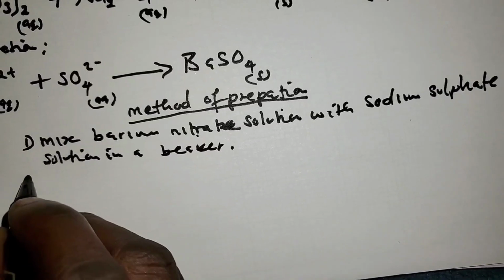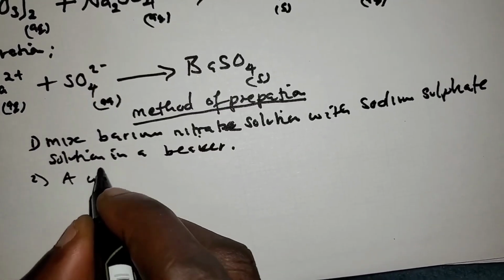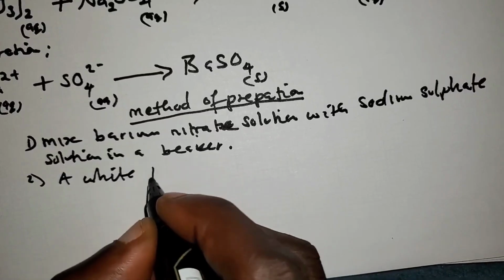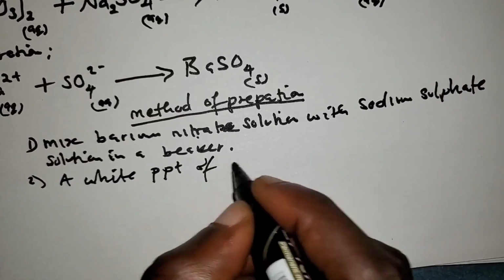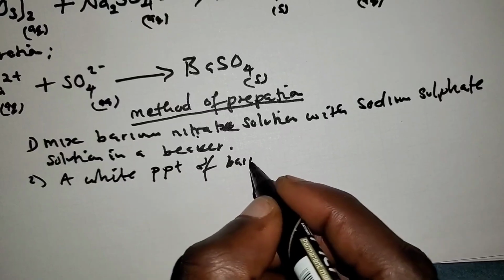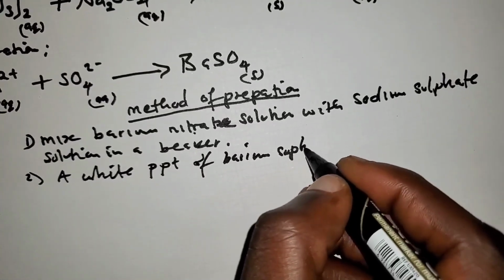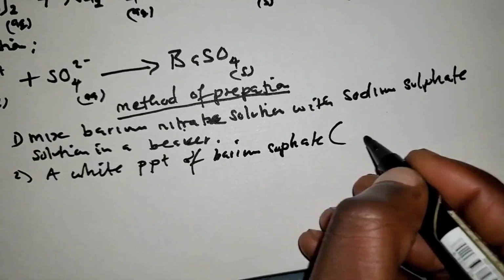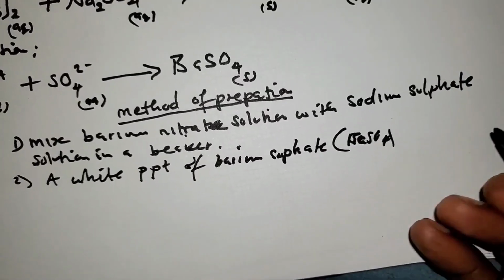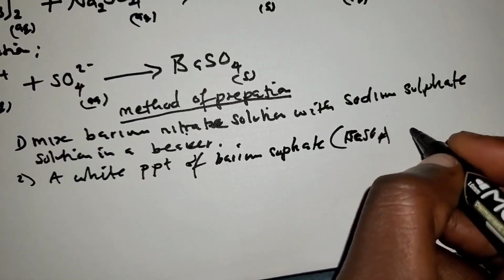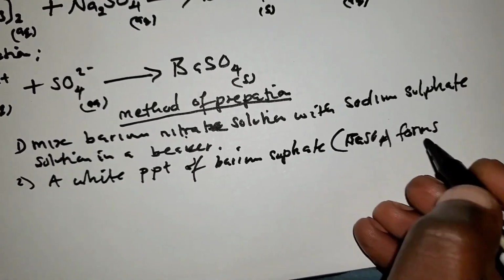Then second, after mixing them in a beaker, a white precipitate, a white PPT, of barium sulfate, which is BaSO4, will form. Okay, barium sulfate forms.